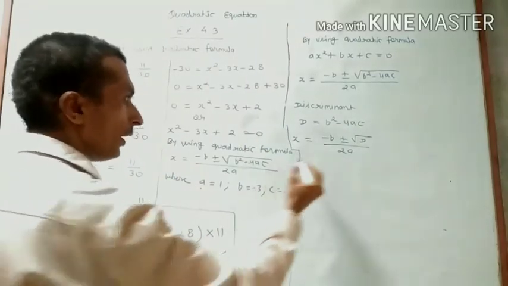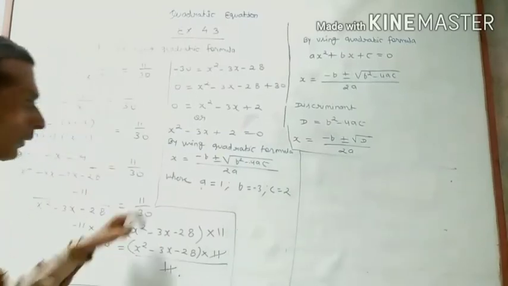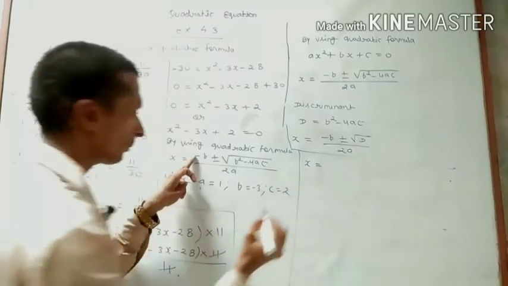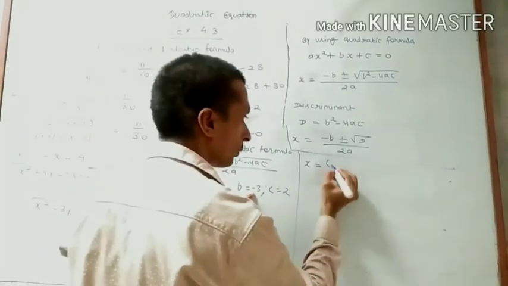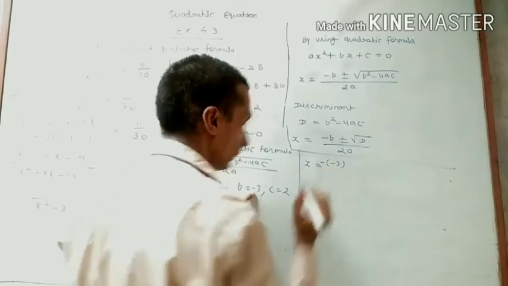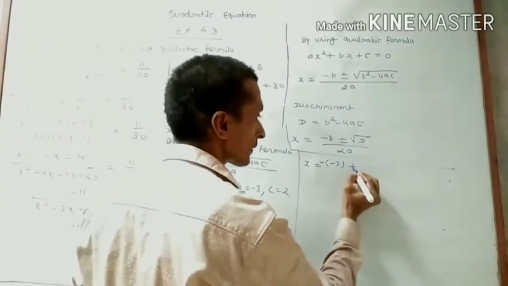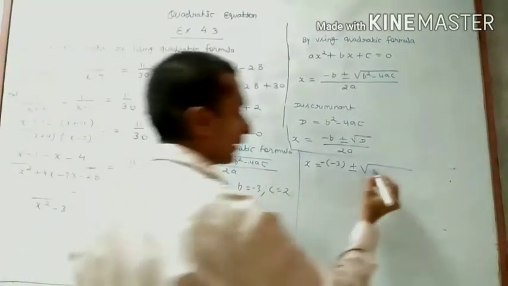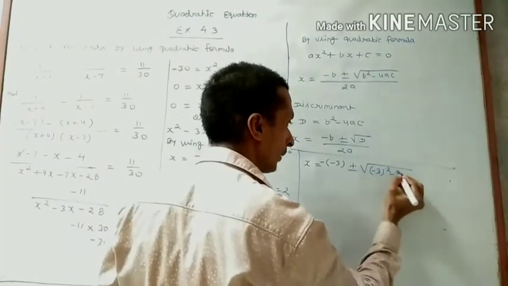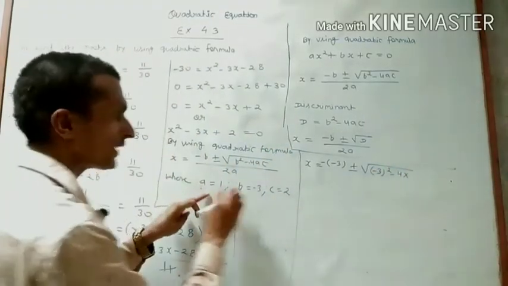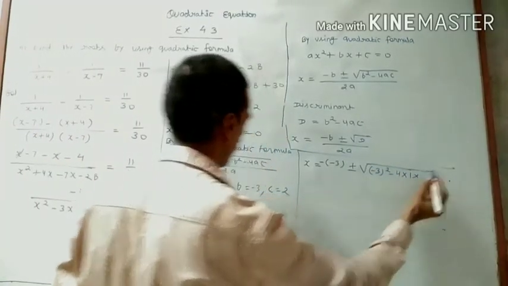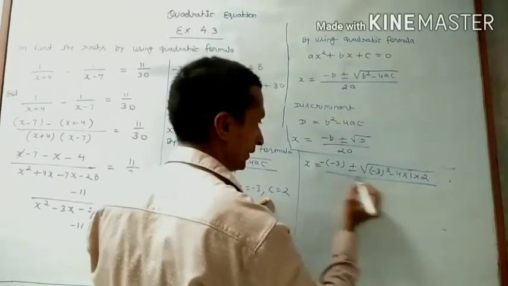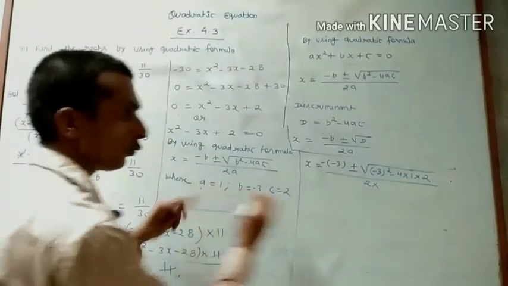Okay. Now x equal to minus b, so you have to put the value. The b value is minus 3, so minus of minus 3, and plus minus under root b square. What is the value of b? Minus 3. So minus 3 whole square minus 4 into a. The value of a is 1 and the value of c is 2, upon 2a. 2 into a, the a value is 1.